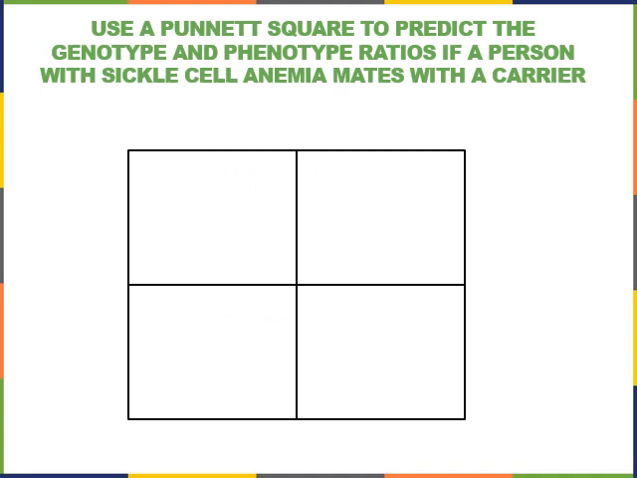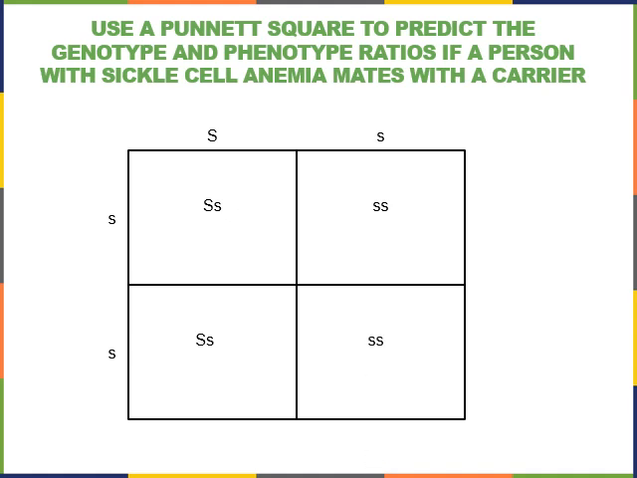Now let's use a Punnett square to predict the genotype and phenotype ratios. If a person with sickle cell anemia mates with a carrier that's heterozygous. Because a carrier is heterozygous, they have one normal allele and one of the mutated sickle cell alleles. And then a person with sickle cell anemia has both copies, they're homozygous for the recessive sickle cell allele. And then in the boxes here, we can recombine their gametes to form the zygotic genotypes. We see the heterozygous genotype and the homozygous recessive genotype there, and then another heterozygous and homozygous recessive genotype.